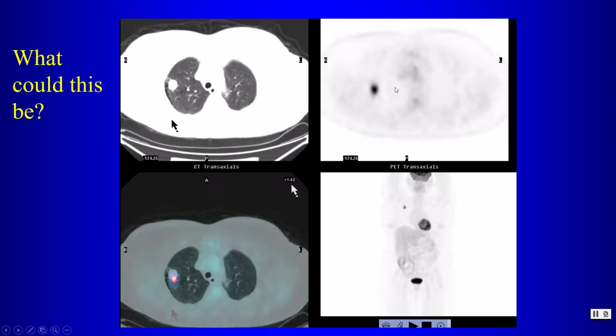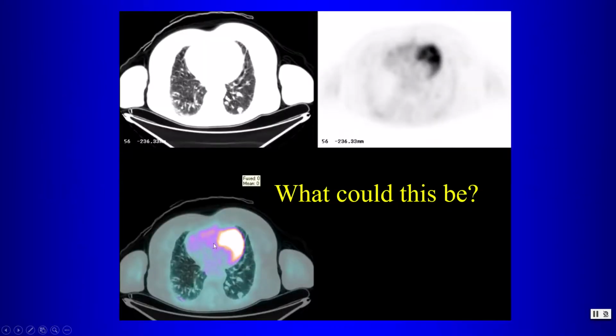What could this be? Well, of course, we think about cancer in a case like this, but what can give you a false positive PET scan? Well, you can get a false positive PET scan from any inflammatory lesion. So especially granulomas from tuberculosis or atypical mycobacterial infections, those can give you false positive PET scans. On the other hand, here we have another nodule. This one has no activity. So again, this has a high probability of being a benign lesion.